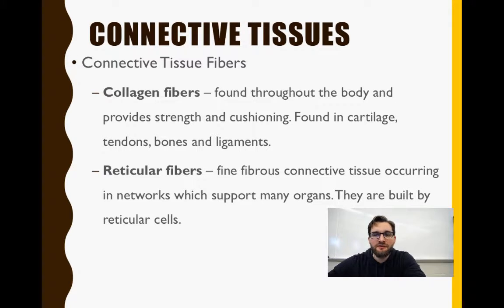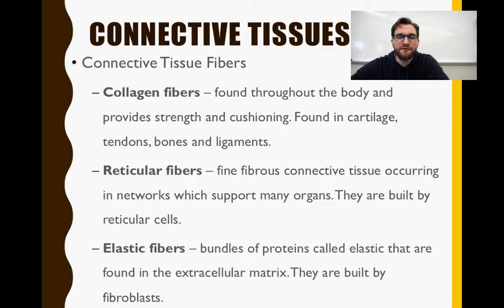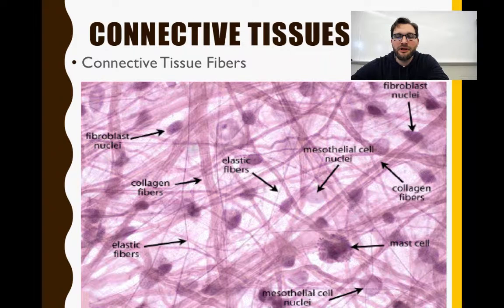Reticular fibers are fine fibers, and they occur in networks which support many organs. They are built by reticular cells. And then finally, elastic fibers. These are bundles of proteins that are called elastic, that are found in the extracellular matrix. They are built by fibroblasts.